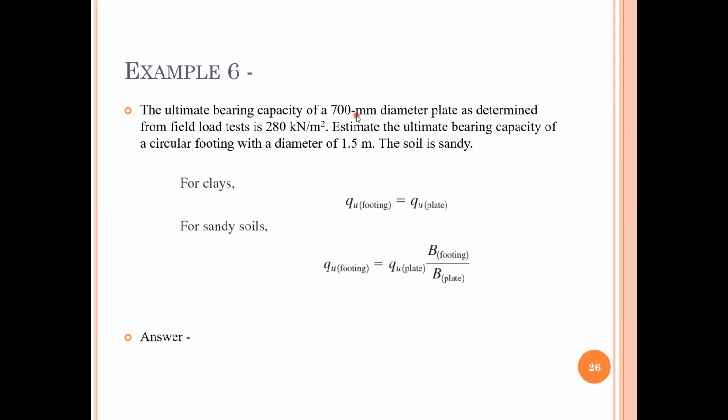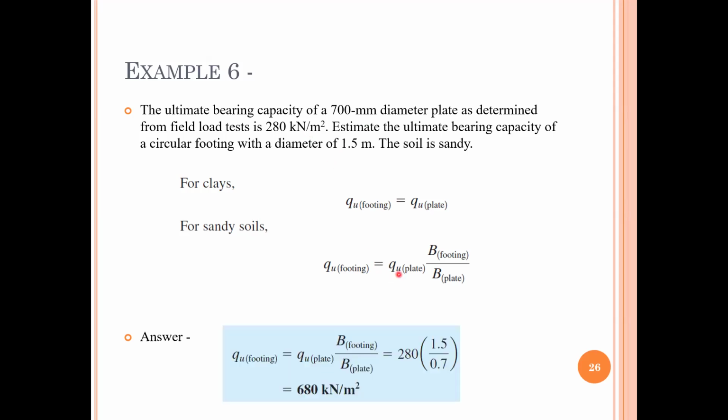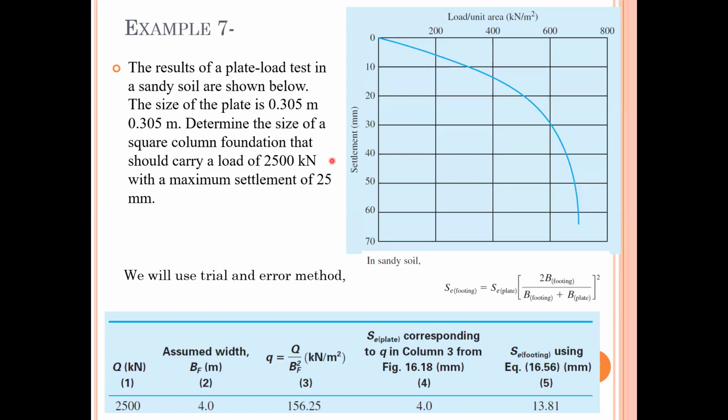So sandy soil means we have to use this. The plate diameter is given, the footing diameter or the foundation diameter is given. The ultimate bearing capacity of this plate is given from the plate load test. So you just have to put it into the equation and you will get the bearing capacity higher, 680, because the diameter is increased.